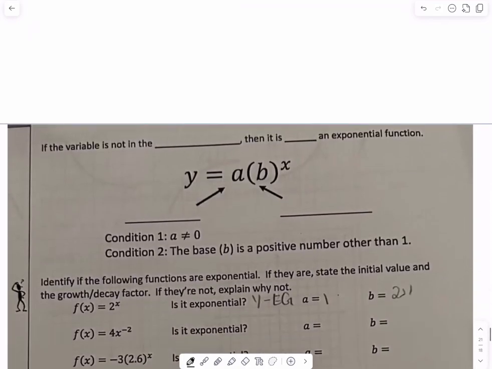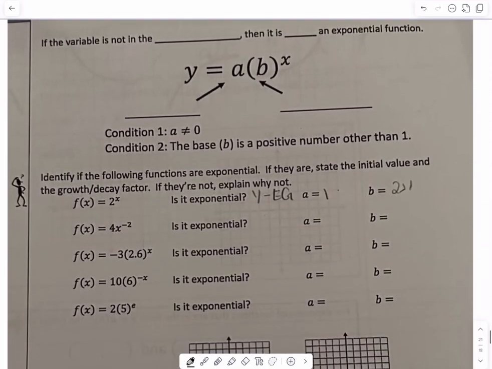All right, greetings YouTube. Beautiful mind here. Let me see. So we have these questions from Algebra 2. If the variable is not in the exponent, then it is not an exponential function. A is not 0. The base is a positive number other than 1. If the variable is not in the power or exponent, then it is not an exponential function.